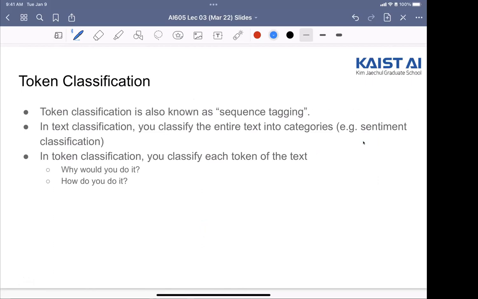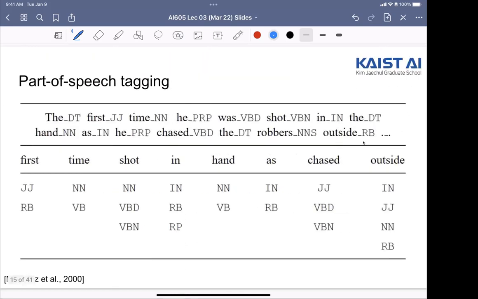When you hear these things, the first thing to ask yourself is, first, why would you do it? Is there any usefulness to this? And number two, how do you do this? Note that this is also called sequence tagging. If you hear sequence tagging, you can think of it as almost the same thing as token classification. So let's talk about why you would do it. There are several reasons.